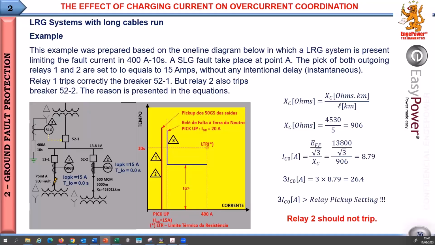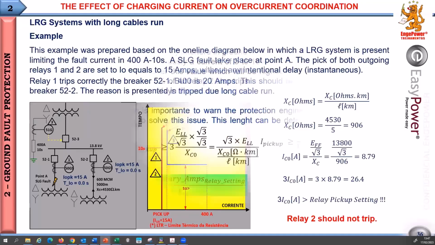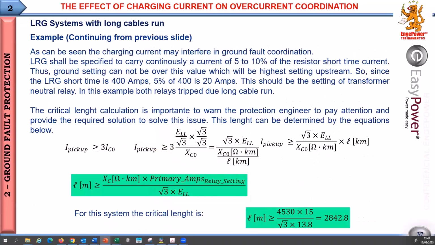What does this mean? The setting of this relay is 15. Since this charging current reached 26, contributing to the fault current in this direction here, it tripped this circuit too. Okay? But this is a misoperation. It should not trip.